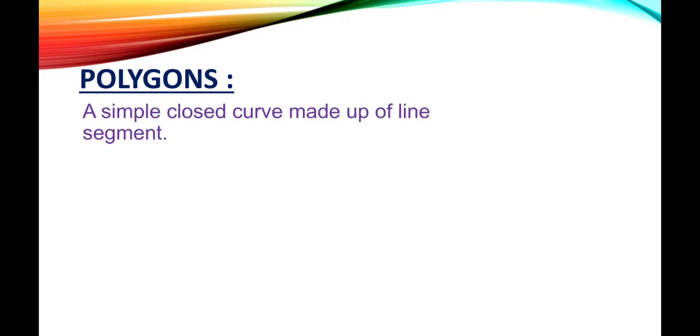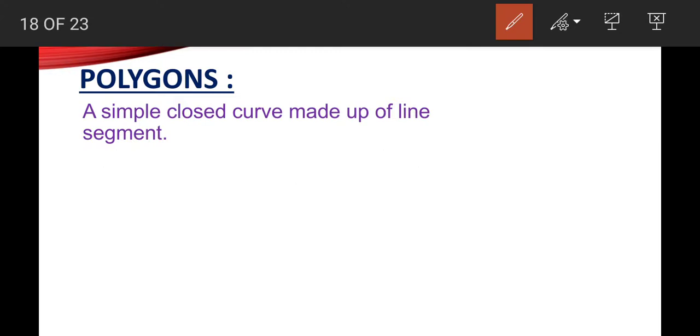Now come to polygon. So what is a polygon? Any simple closed curve made up of only line segments, that type of curve is known as a polygon. As we have already discussed simple closed curve and also line segment in our previous video.